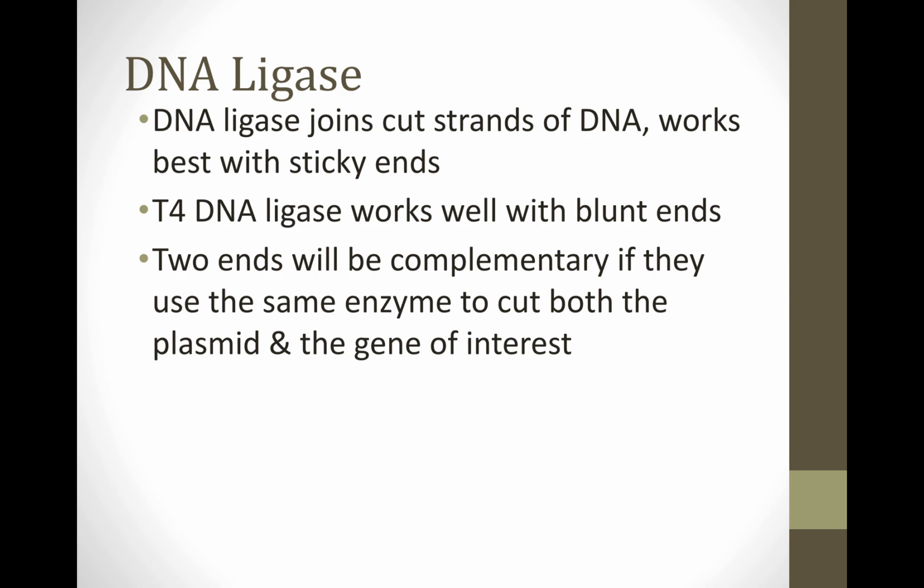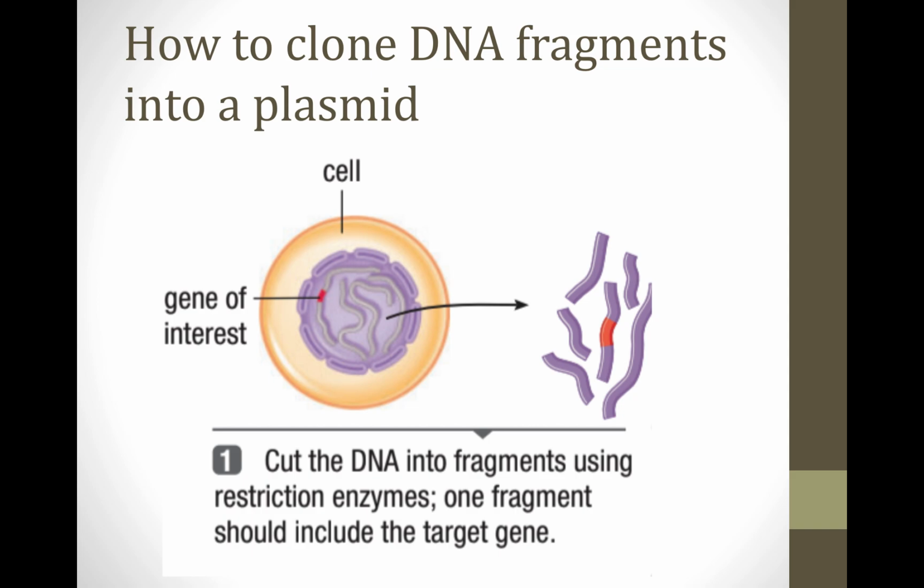With regular scissors, you can cut anything, and you would use tape or glue to tape them together. In this case, the molecular scissors have to be very specific, and can only be used to cut in a specific place. So how do we clone fragments into a plasmid?